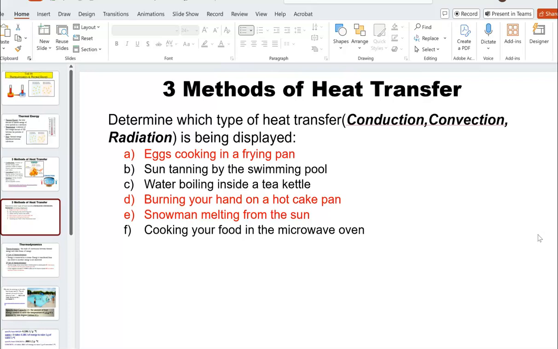Burning your hand on a hot cake pan. We're going to say conduction on there because your hand is touching the pan. Snowman melting from the sun. Again, those UV rays coming from the sun through electromagnetic waves melt the snowman. So that's radiation. And cooking your food in the microwave. If you remember, microwaves are one of the 7 different types of electromagnetic radiation. So that is going to be radiation.